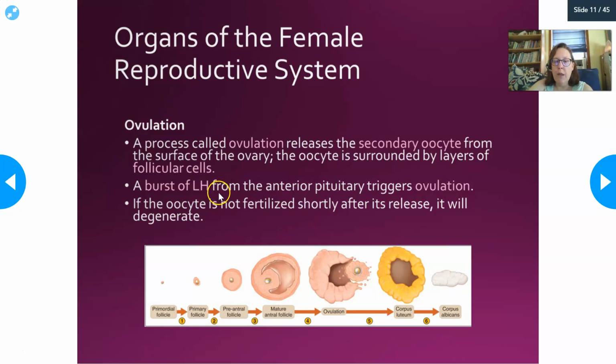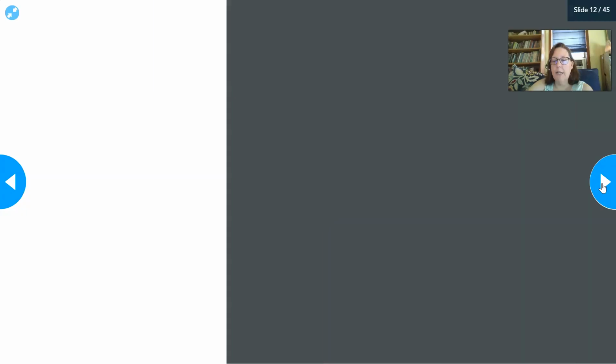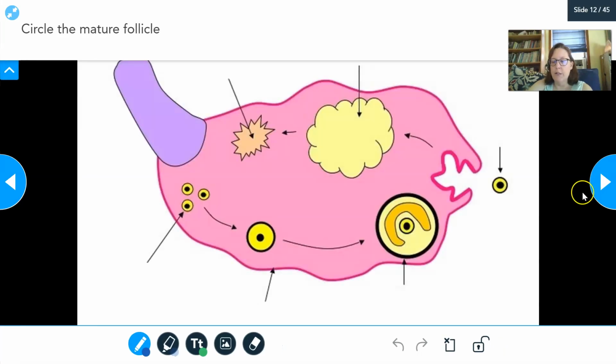luteus is yellow. Well, it makes what's left of this antral follicle, left behind in the ovary, turn yellow, and that's why it's luteinizing hormone. Okay, and if the oocyte is not fertilized shortly after it's been released, it will degenerate. In the meantime, the corpus luteum turns yellow, and it actually starts producing progesterone, and progesterone is going to help maintain the pregnancy if fertilization happens. And then it'll turn into the corpus albicans, which is white and means it's stopped producing progesterone.